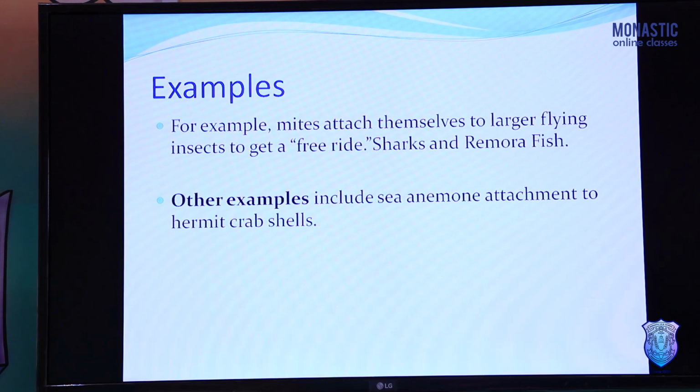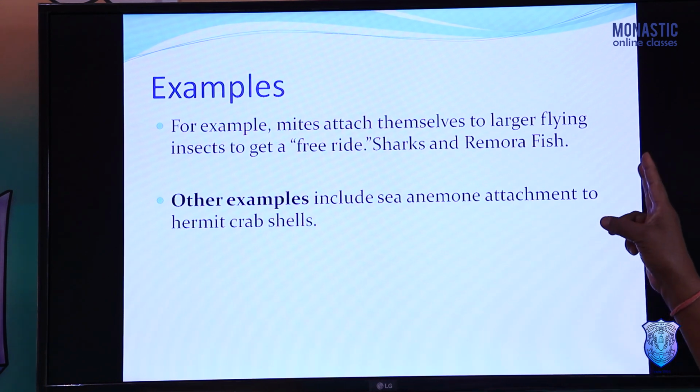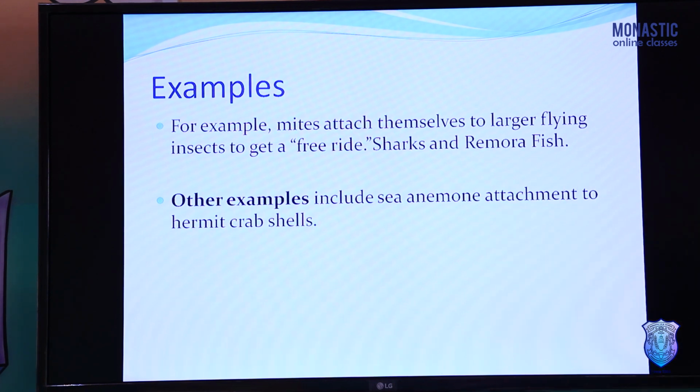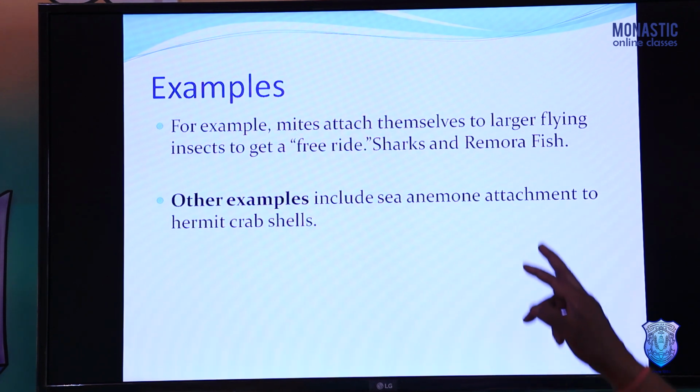Other examples are orchid and mites attached to larger flying insects. Mites are small insects which get attached to the body of other insects and get a free ride. When insects fly from one place to another, they help the mites in riding and changing their place.